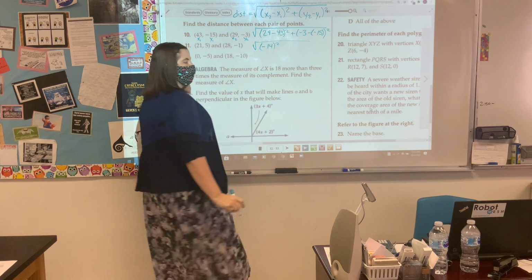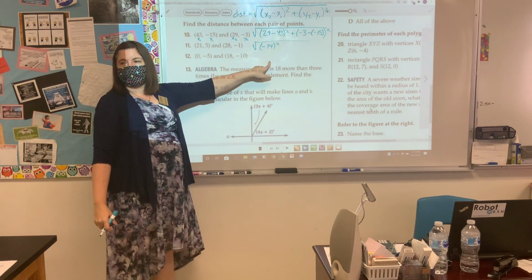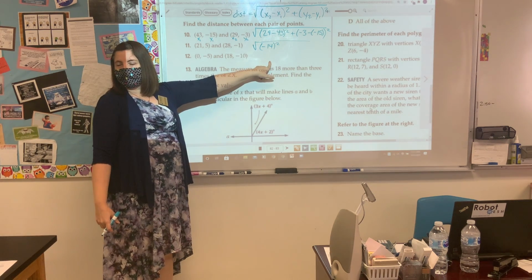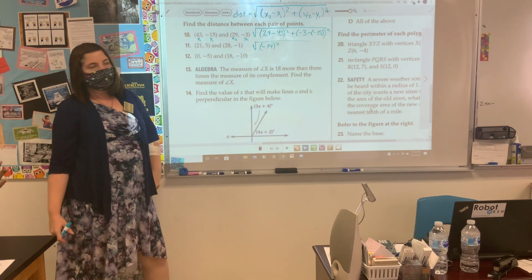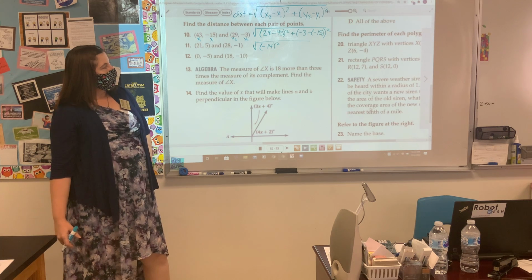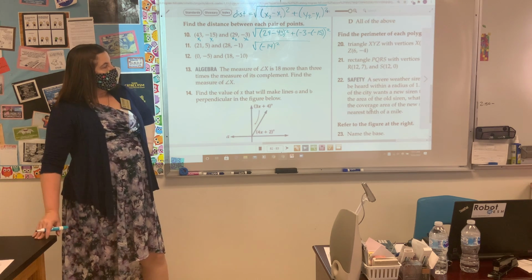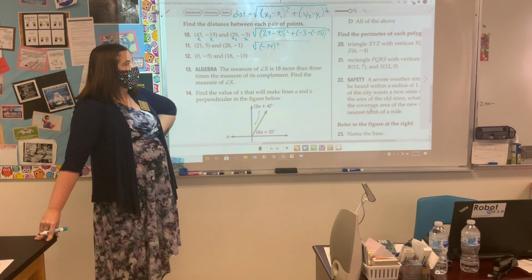Now, does it really make a difference? Not really, because once I square it, it becomes positive anyway. But you can't flip it and just do it that way. I was always used to putting the bigger number on top and then subtracting. Let's see if it works on the next one.